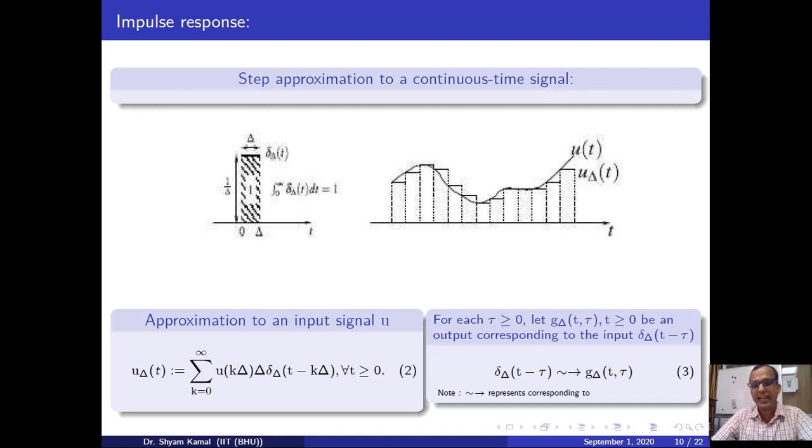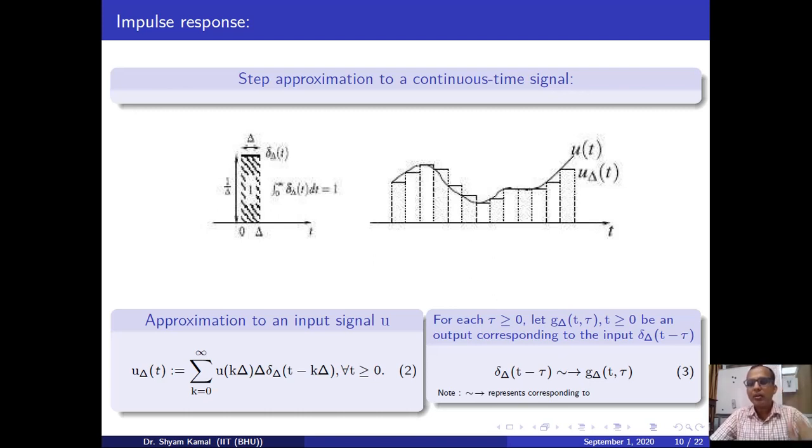So the same kind of things I have written using equation 2. And after that, what I am assuming is that if a delta function is applied to some system, then what is the response? That is what I am calling the impulse response of the system. So I have given an impulse at t equal to minus tau, and I am going to note that response by g delta t tau, and whatever symbol I have used in equation number 3, that is the symbol it corresponds to.